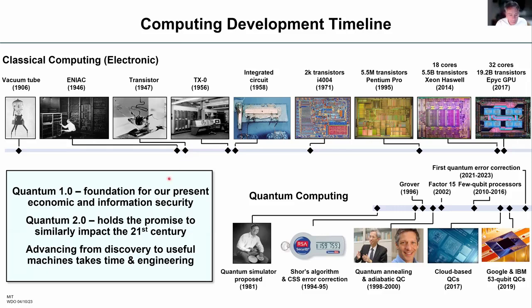That's quantum 1.0. Quantum 2.0 is, in fact, now using quantum mechanics to make a better switch, right? Not just to understand the materials behind it, but actually the switching behavior is quantum mechanical. And it holds promise to have impact in this century. And maybe the third takeaway is that advancing from a discovery to a useful machine takes time and it takes engineering. Good. And many of you will help us do this.